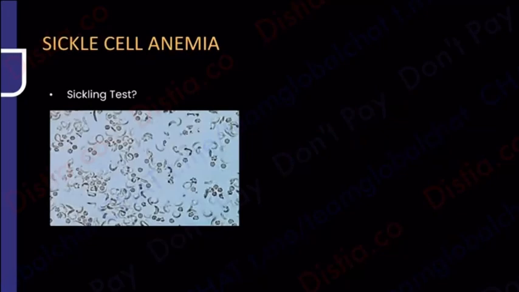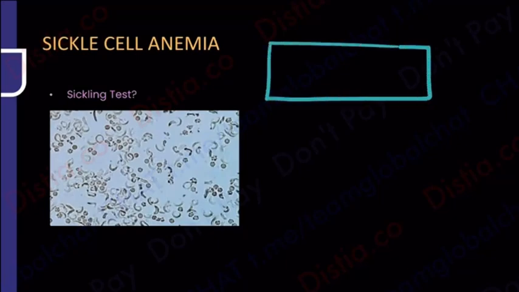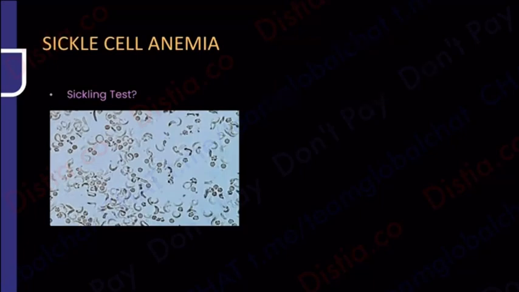What is the test that you will do? You will do something known as the sickling test. So what is the sickling test? All of you are going to take one slide like this, and very few times in pathology I have taught you the procedure of something. Here I want you to know step by step because they go into the nitty-gritties and details of it.